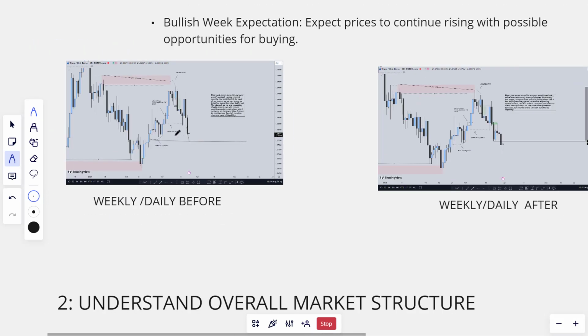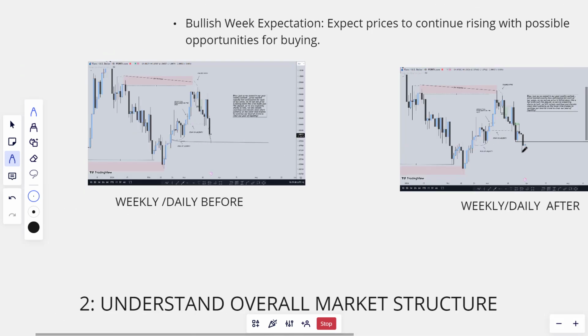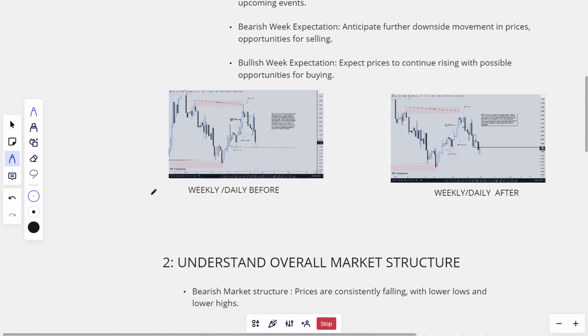So this was the draw on liquidity. So this is where I was expecting it to go. So as we can see, price just came and purged right through it. Now let's go to the second step in understanding our daily bias.